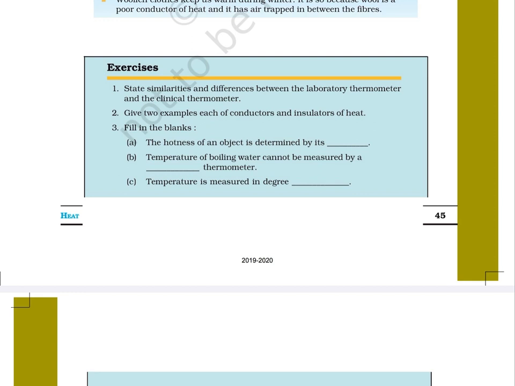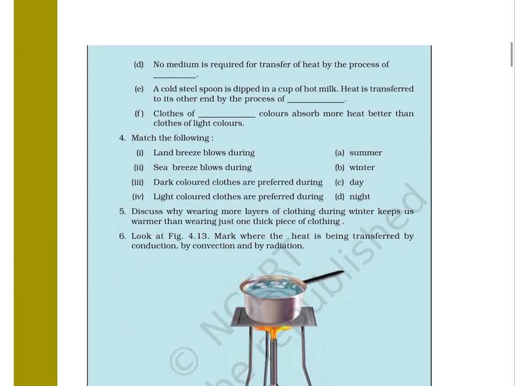A. The hotness of an object is determined by its blank. B. Temperature of boiling water cannot be measured by a blank thermometer. C. Temperature is measured in degree blank. Page 46. D. No medium is required for transfer of heat by the process of blank.